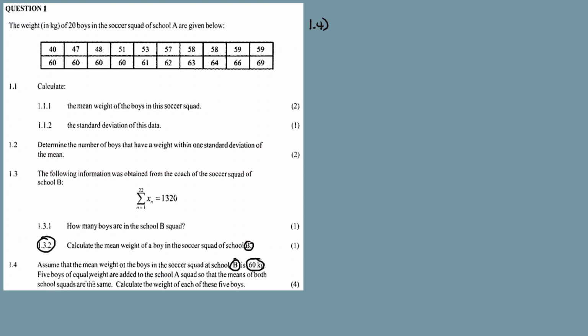5 boys of equal weight are added to school A. So we are back to school A. Add 5 more boys of equal weight to the school A squad, so that the means of both school squads are the same. Calculate the weight of each of these 5 boys. Assume that the mean weight of the boys in school B is 60.